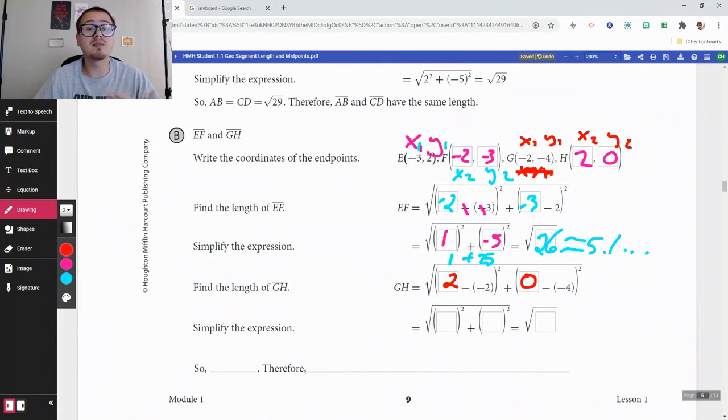And now I'm ready to do some math. Now I got 2 minus a negative 2. So what do you do when you subtract a negative? You add the opposite. So plus a positive 2, which is 4.